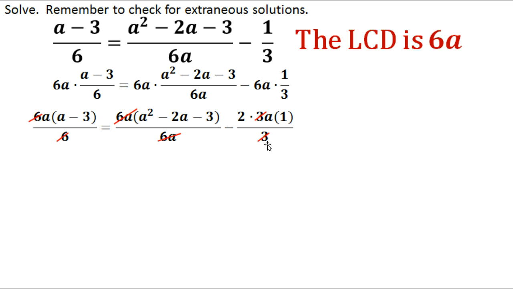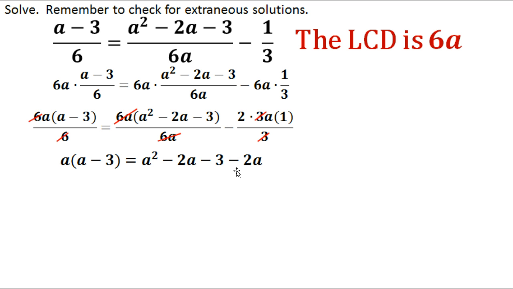Now I need to look and see what I have left. What I have left here is a times (a minus 3). That's where this came from. I don't have anything on the bottom, it's just over 1, so we don't write that. This one, the 6a was canceled, so I'm just left with what's inside the parentheses here. And finally over here, 2, and I'm left with an a times 1. 2a times 1 is just 2a. And this is a subtraction sign here. That's where this subtraction sign came from.